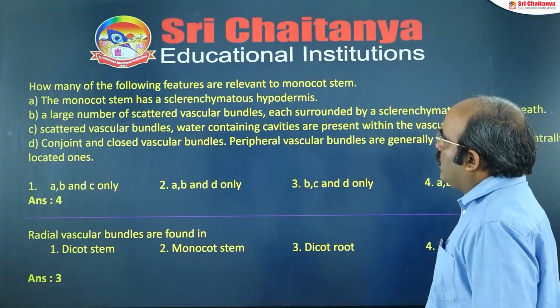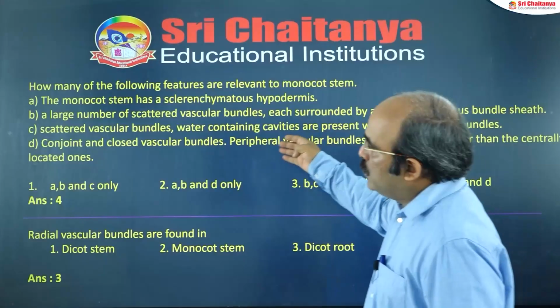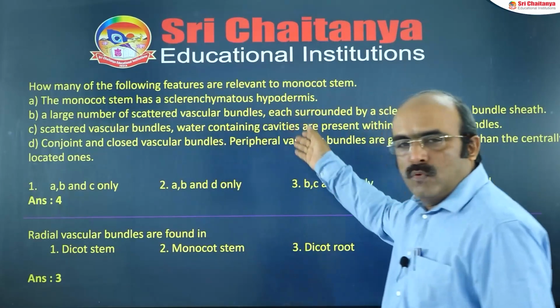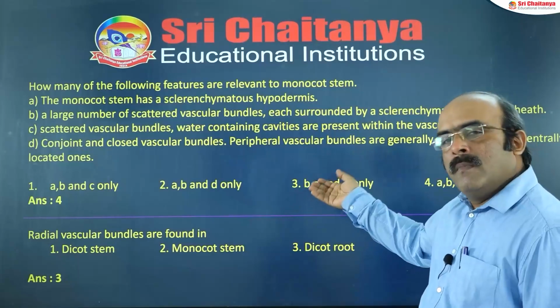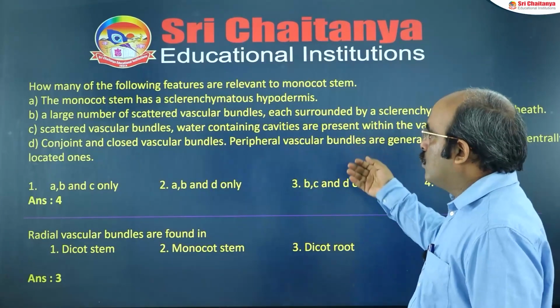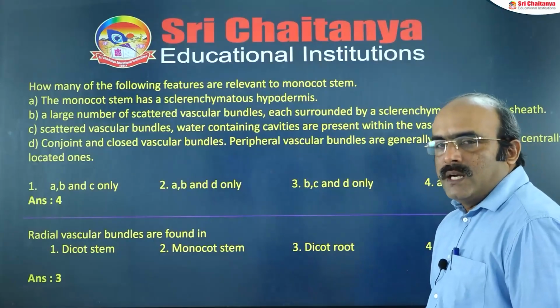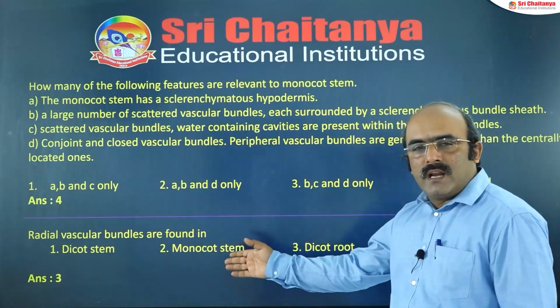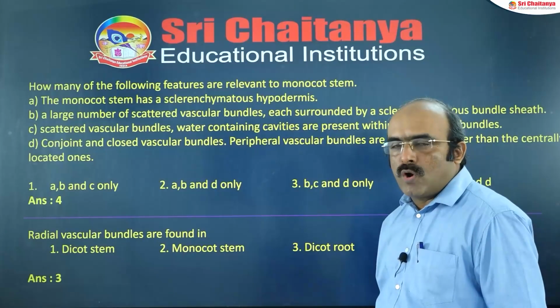Now this is the next. How many of the following features are relevant to monocot stem? So from A to D, you have 4 points. Just go through them and find out what are the relevant A to D points relevant to monocot stem and choose the appropriate one. Now radial vascular bundles are found in. Where are radial vascular bundles found? From the given options you can choose the appropriate one.